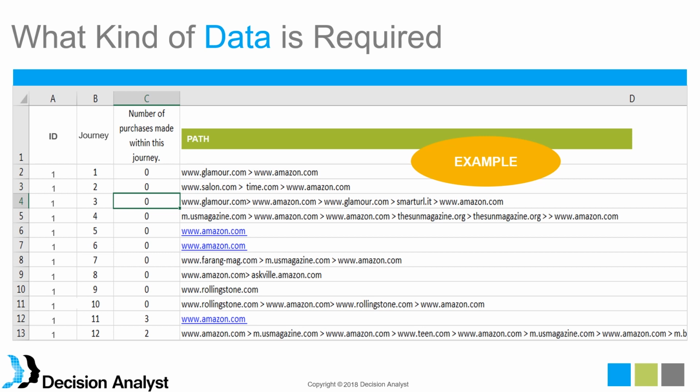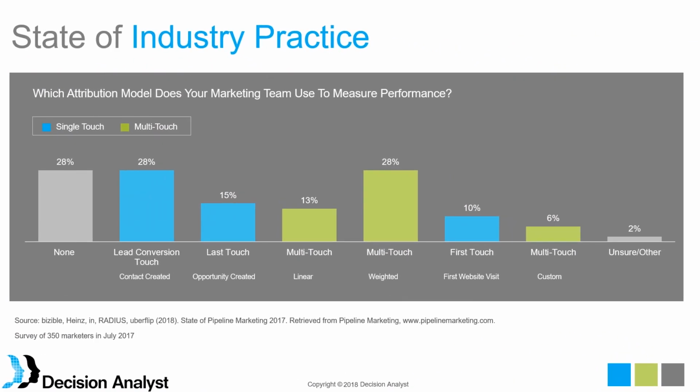So this is an example of the kind of data that is needed, and these become variables that are used in modeling. For example, a nominal variable indicating the website where someone goes, and the number of purchases made is another variable in the model. The order in which sites are visited is another variable in the model. So that's the kind of data.